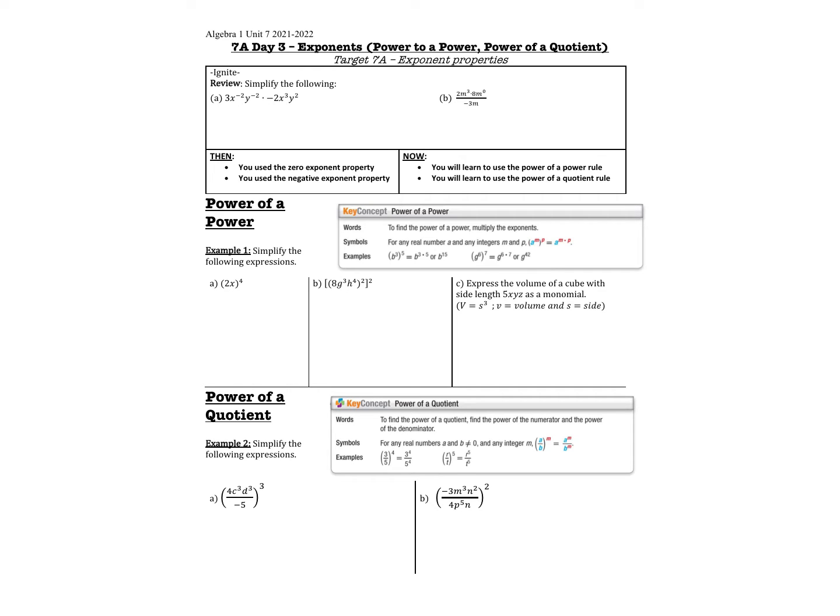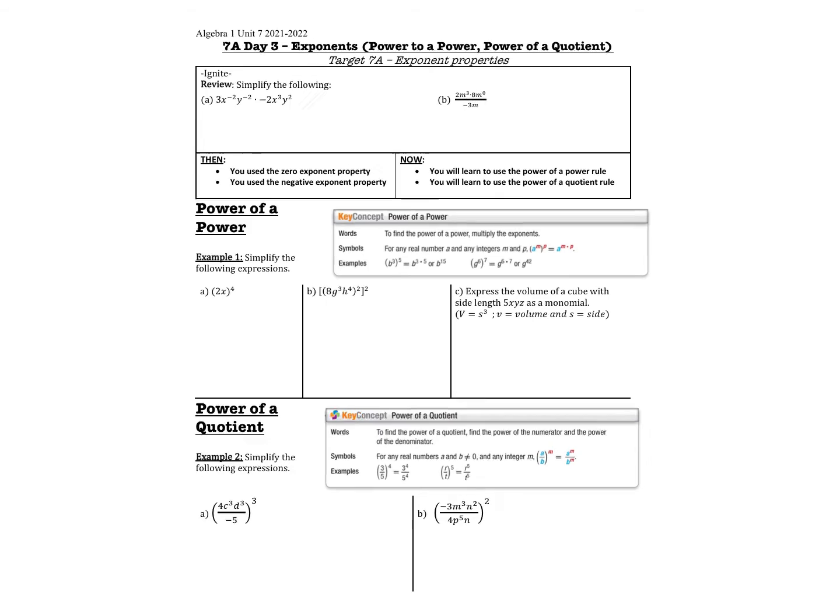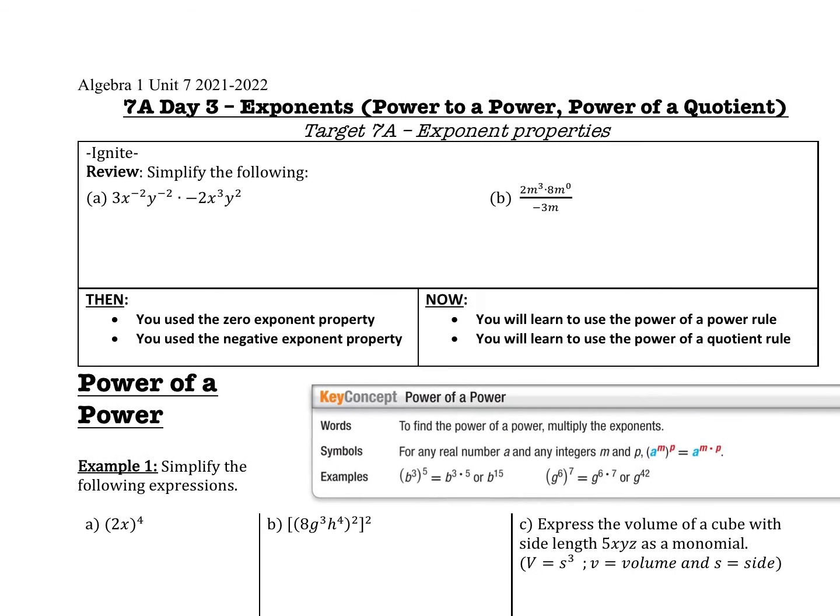All right, now we are on our third and last day of exponents here. This one's called power of a power or power of a quotient. It depends on if you have a multiplication problem or a division problem. Starting with the Ignites again to get us warmed up.